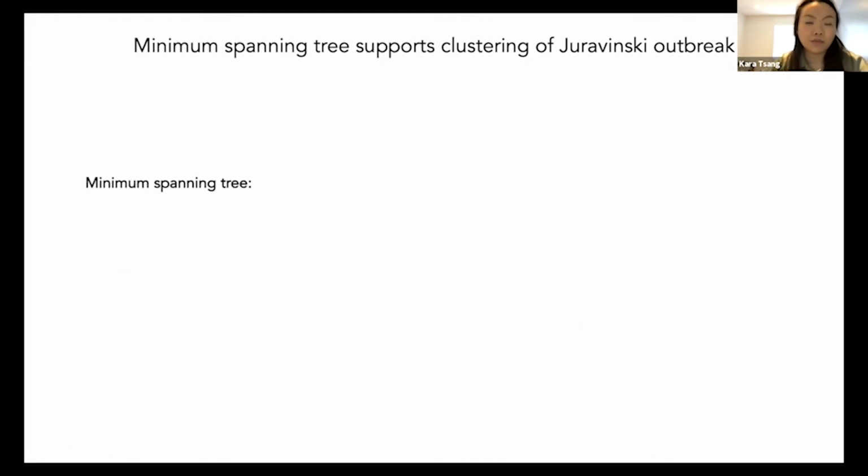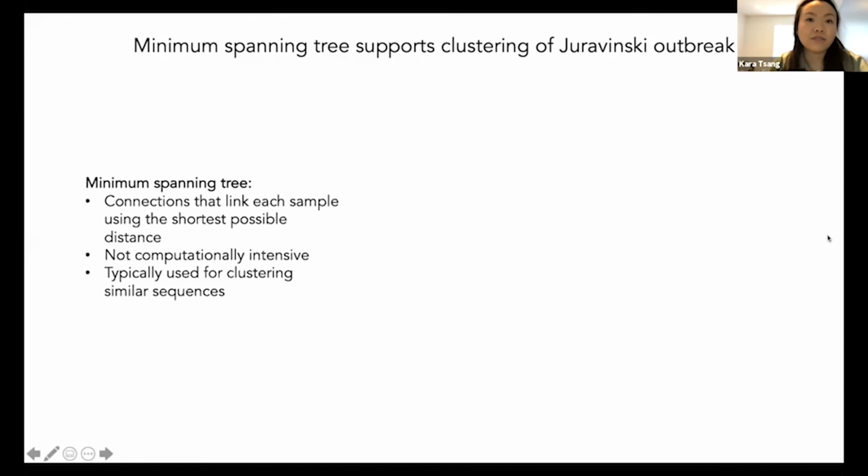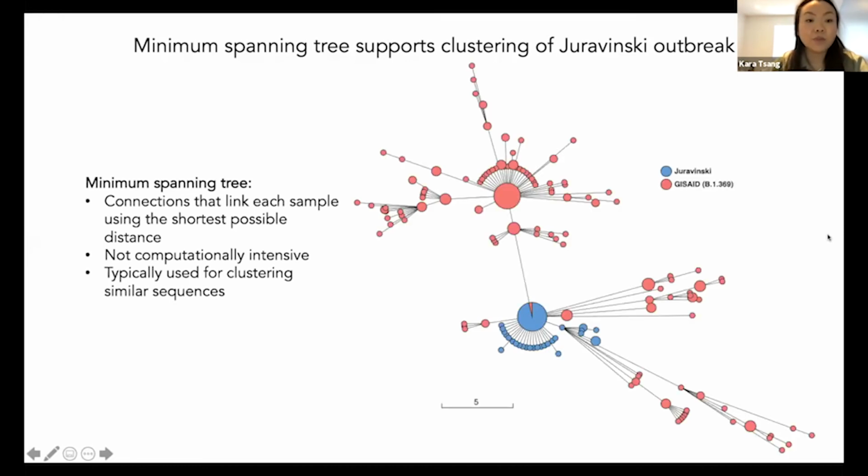So instead of using maximum likelihood to build the tree, we are now using an algorithm called minimum spanning. This method is a set of connections that link together samples by minimizing the distance, and it is less computationally intensive compared to our previous algorithm, and it is typically used for clustering similar things, and in this case, it's sequences. However, there is a limitation in that this algorithm builds one path and one path only, and so building this unique path blocks different alternatives that could potentially be more direct than what we see here.